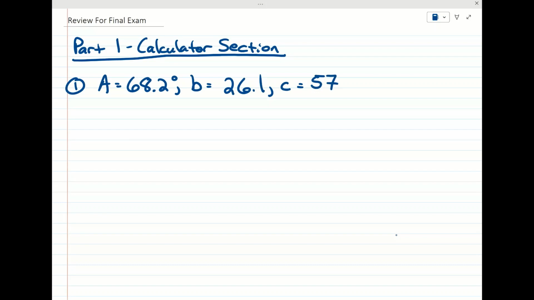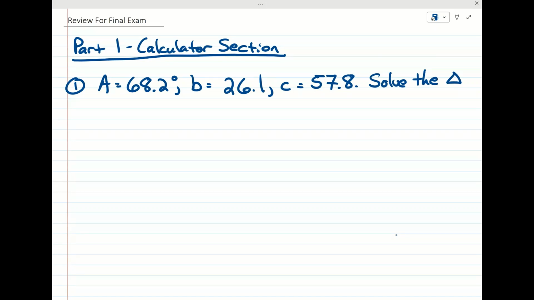So part 1 of the calculator section, question 1, it says, we have angle A is 68.2 degrees. Side B is 26.1 and side C is 57.8. Solve the triangle.